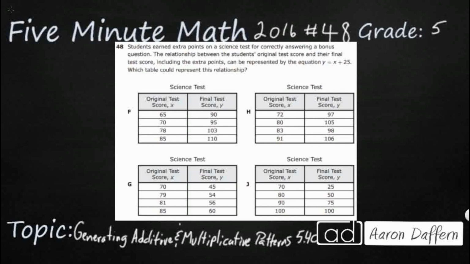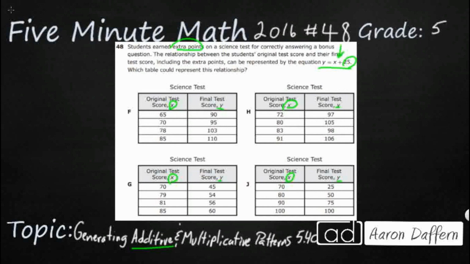So we have a science test, and students earn extra points. The relationship between the student's original test score and their final test score, including the extra points, can be represented by this equation here. You notice we have a plus, which means we are dealing with an additive pattern. And it looks like they're earning 25 points. That's a lot of bonus points, so that's pretty good. So their original test score always looks like it's going to be this x right here. And then you're going to add 25 and you get your final test score, which is going to be this y. So we simply just need to match this equation with the table.